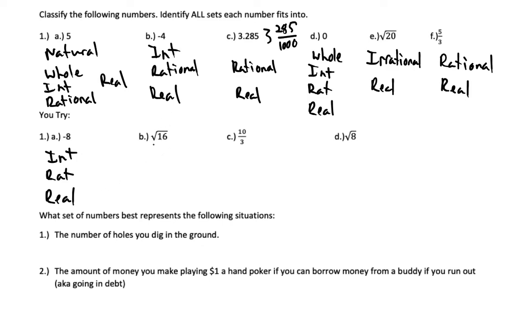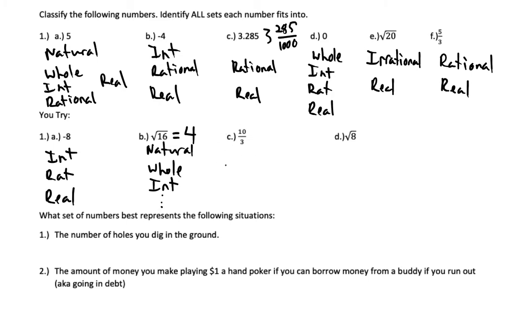What about the square root of 16? Here's a trick for this. Remember, the square root of 16 is equal to something. The square root of 16 is equal to 4, meaning that if it's 4, it's just like 5. It starts as a natural number. It's a counting number. It means it's a whole number, which means it's an integer, and so on down the line.